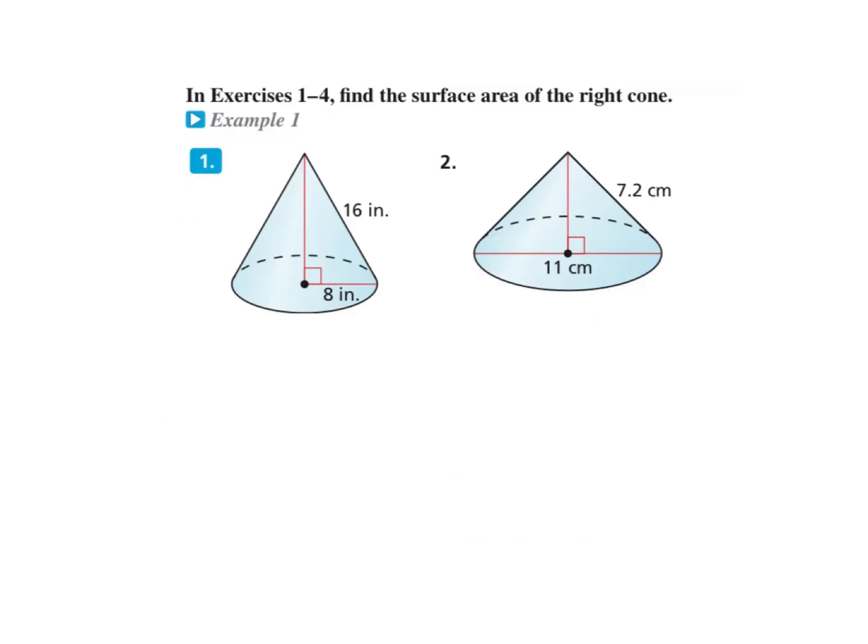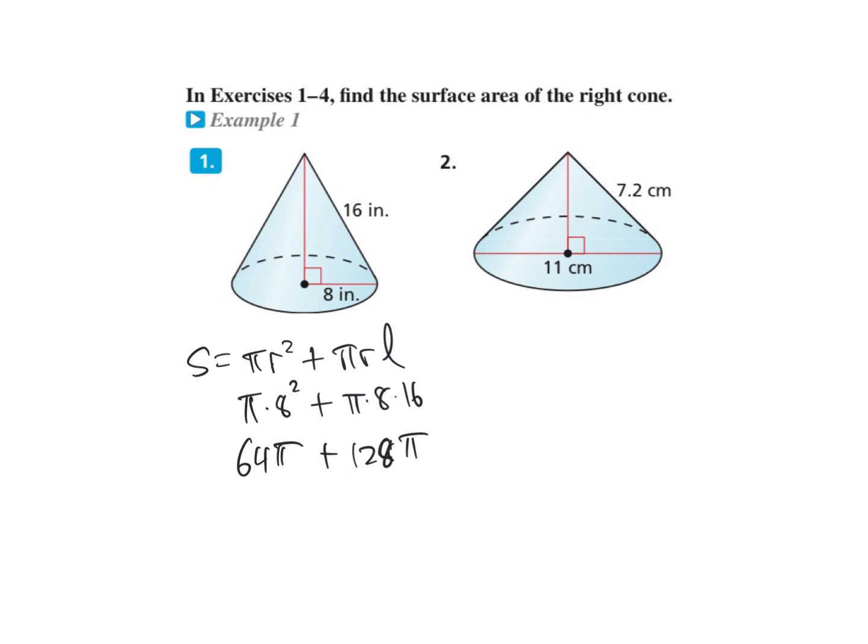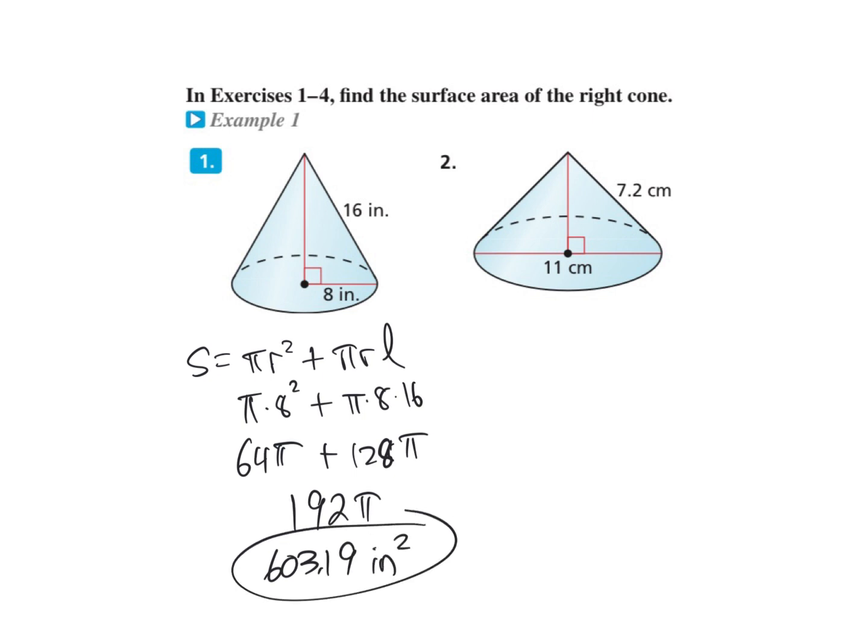Find the surface area of the right cone. Surface area equals the area of the base plus the area of the cone part, pi r L. So pi times 8, the radius, plus pi times 8 times the slant length L, which is 16. Let's figure that out without pi first: 64 pi plus 8 times 16, which is 128 pi. So 64 pi plus 128 pi is 192 pi. Take 192 times pi and you get 603.19 square inches. Remember, this is surface area.